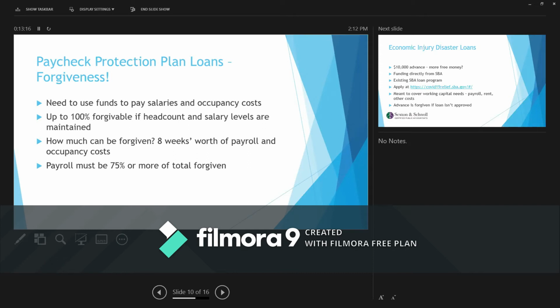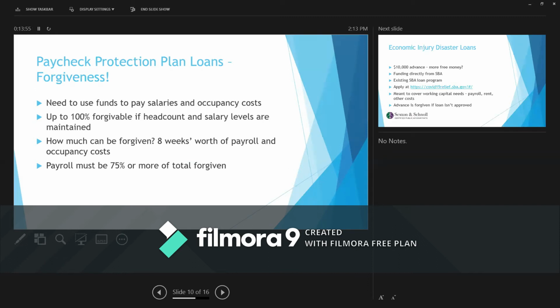There is a loan forgiveness feature in these PPP loans, and here's how it works. The loans are meant to pay salaries and occupancy costs, and occupancy costs is basically rent, utilities. And if you own your space, subject to a mortgage, interest would also count. These loans are 100% forgivable if your headcount, the number of employees you have, and salary levels are maintained.